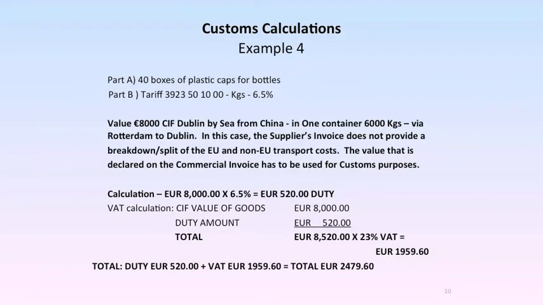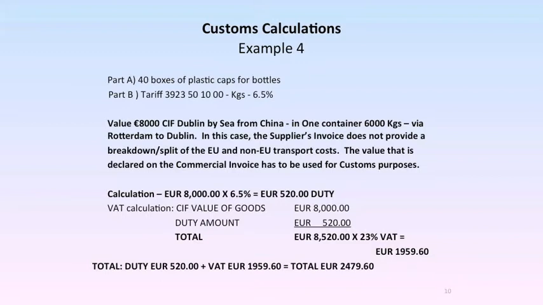Example number 4. 40 boxes of plastic caps for bottles, 10-digit tariff number as advised, and the rate of duty applicable is 6.5%. This is a consignment being shipped by sea from China, and the value is €8,000. Now, this is being shipped in one container from China to Dublin via Rotterdam. Now, in this particular case, the supplier's invoice does not show a breakdown or a split of the transportation charges from China to Rotterdam and then from Rotterdam to Dublin.